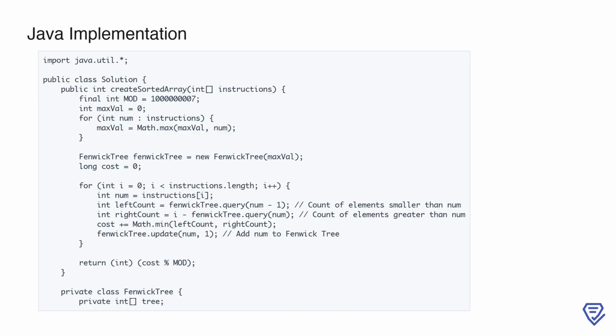The cost for the current number is the minimum of left count and right count, and this cost is added to the total. Finally, we update the Fenwick tree to include the current number using the update method. Once all instructions are processed, the total cost modulo mod is returned as the result.